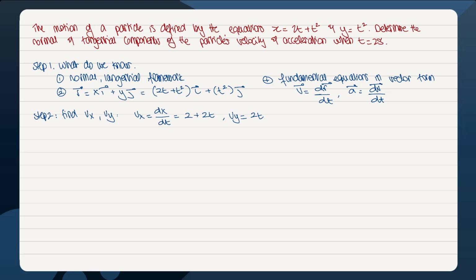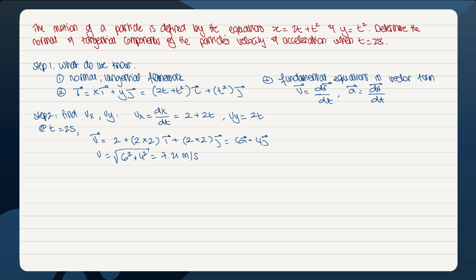Then we can find the magnitude of v by simply replacing t by 2, since we want to find the value of v at t is equal to 2 seconds. Replacing all that, we get v is equal to 6i plus 4j. Now the magnitude of v is equal to the square root of 6 squared plus 4 squared, which is equal to 7.21 meters per second.